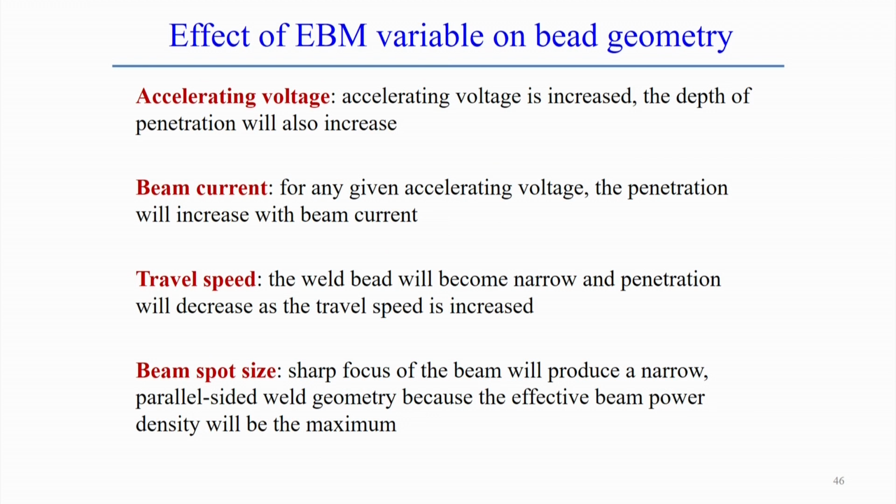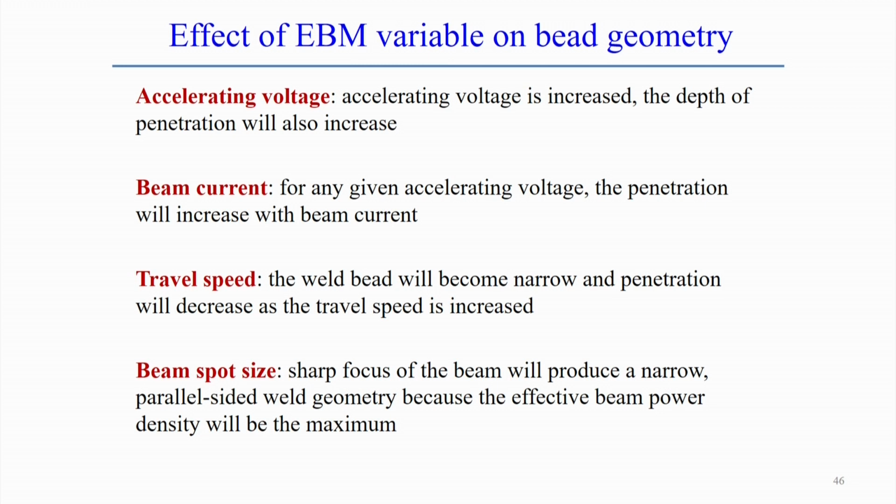Now, what are the effects of different variables on the weld bead geometry in the case of the electron beam welding process? First is the accelerating voltage. Of course, when the accelerating voltage is increased, the depth of penetration will also increase. That means the electron is accelerated more, so it can create a high amount of heat energy over a small focus zone, and that always helps to create more penetration of the material.